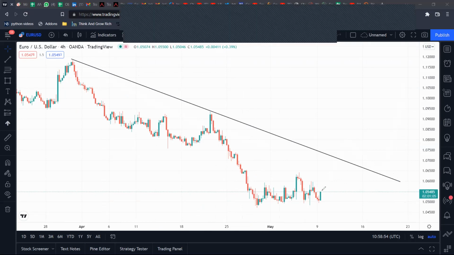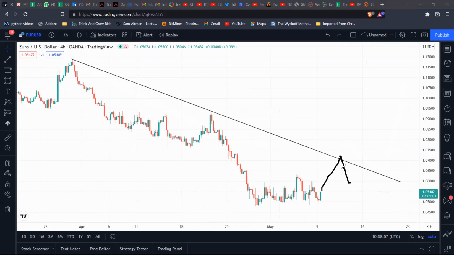So if we don't get that, let's say the market comes here and we get a rejection, I would actually start looking for selling opportunities to sell this even lower.